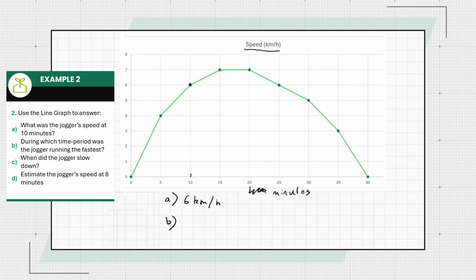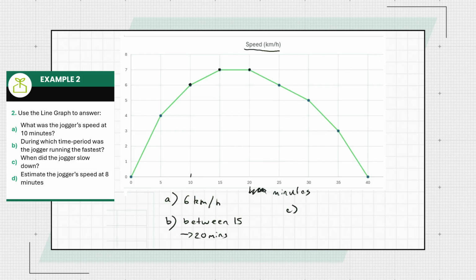If we look at B, we have during which time was the jogger running the fastest. So obviously the higher we go, the faster he's going, and he's running his highest between these two points in time here. So between 15 and 20 minutes he's running his fastest at 7 kilometers an hour. So between 15 and 20 minutes.